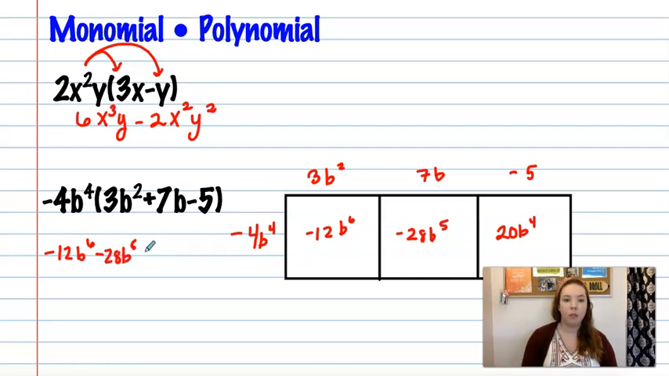And then that positive 20 means we're going to put a plus there. Plus 20b to the 4th. Okay, so you can do it either way. Usually this helps, especially when we get into larger things we're multiplying.